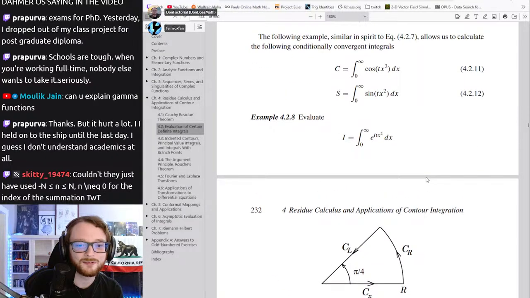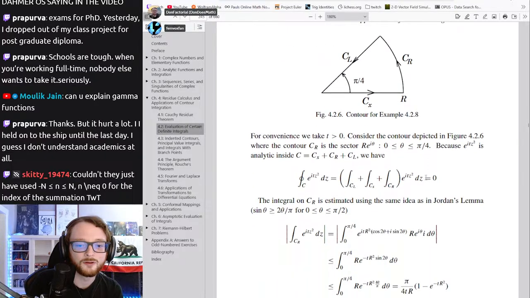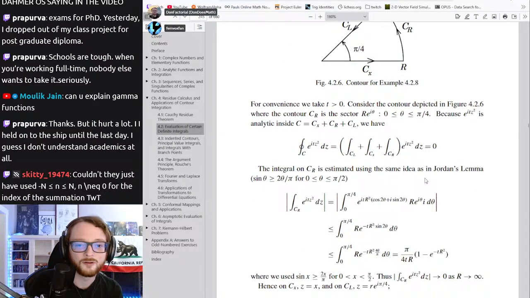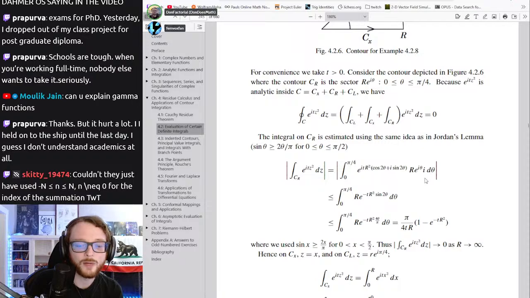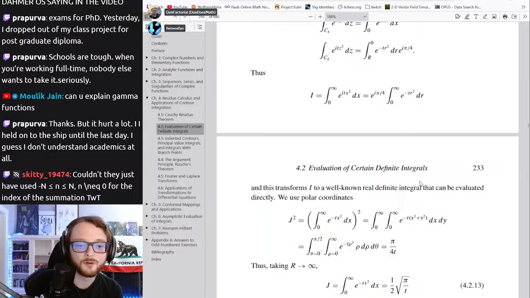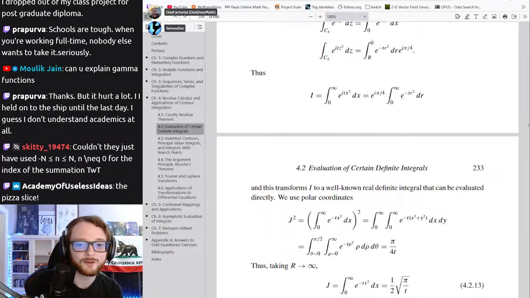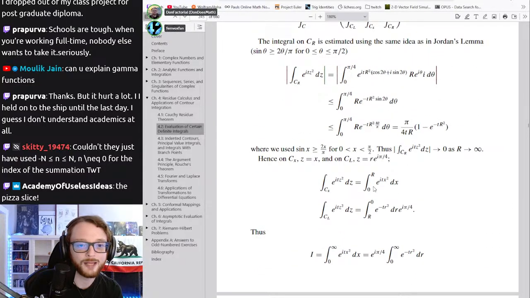Then cosine of tx squared, sine of tx squared. They do just a wedge with angle pi over 4. The pizza slice, yeah. And the Gaussian integral, or whatever it's called, that integral comes up. They somehow do some magic to make it look like that.